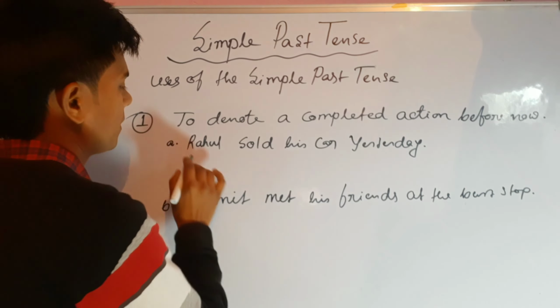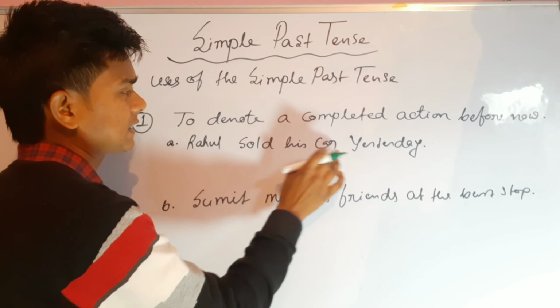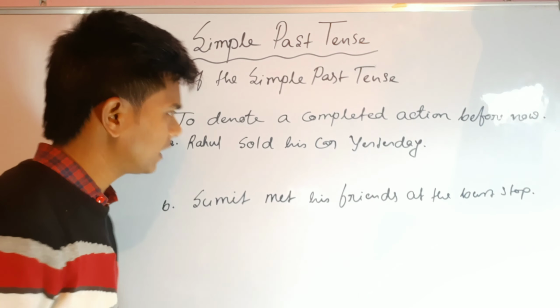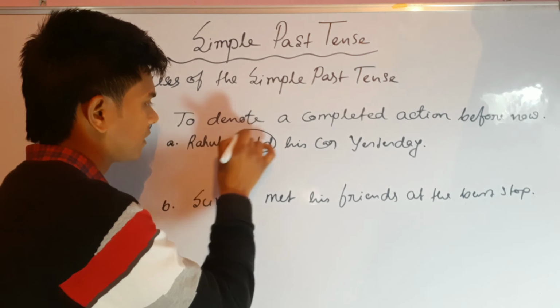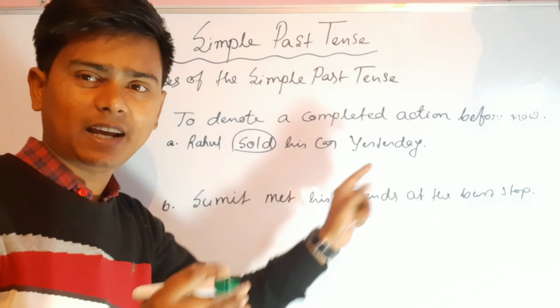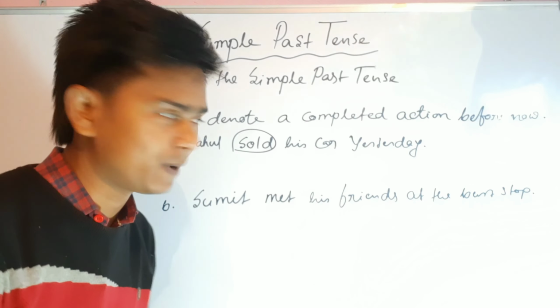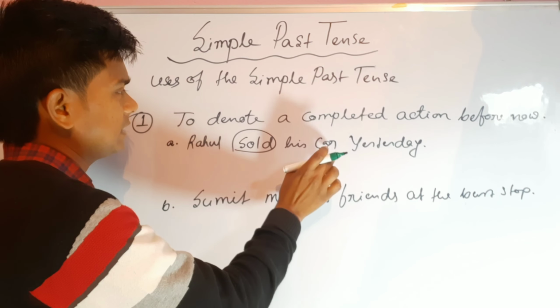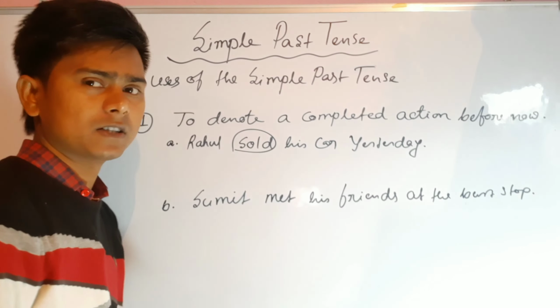Number 1, what is it? Rahul sold his car yesterday. Okay, the action of selling took place yesterday and also completed, right? So it is in simple past tense.